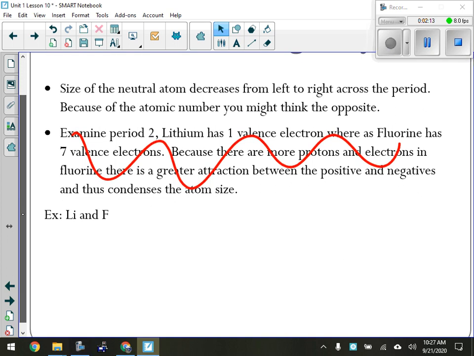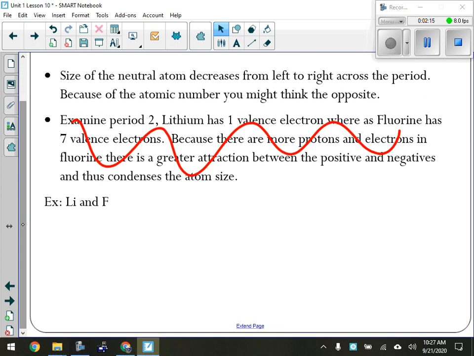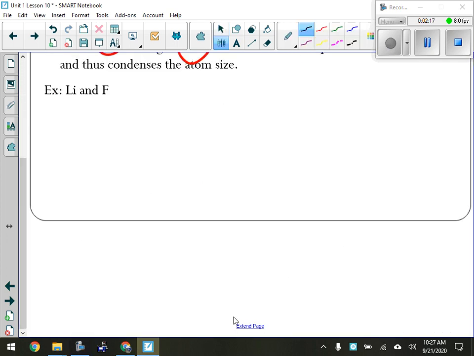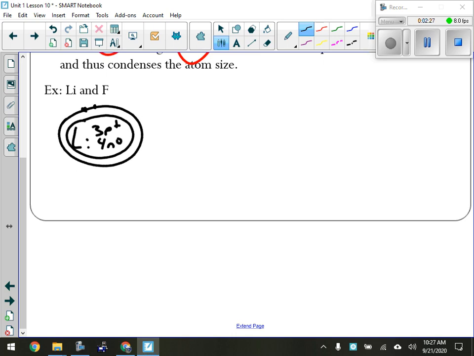So we kind of talked about that neutral atom, etc. But let's just draw this here. So basically what they're saying here is this. If you took lithium, which has 3 protons, we're going to draw this with 4 neutrons. And there's the nucleus, of course. There's my 2 electrons. And there's my 1. Okay. And that's an example of what lithium looks like. That's in period 2, which is you guys.